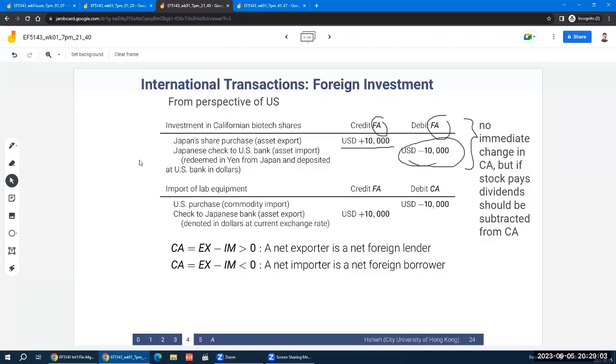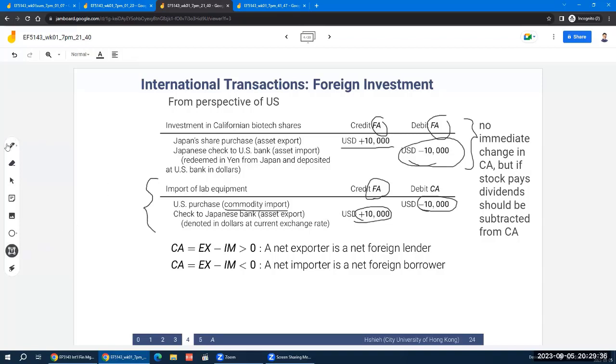So it's going to be an export of US dollars. And therefore, because money is a financial asset, it's going to show up in the financial account. And because it's an export, it's going to be a positive. Right? So asset export, financial account, it's going to be a credit. And because it's an import of commodity goods, it's going to be a debit of minus 10 million or 10,000, some amount of money.